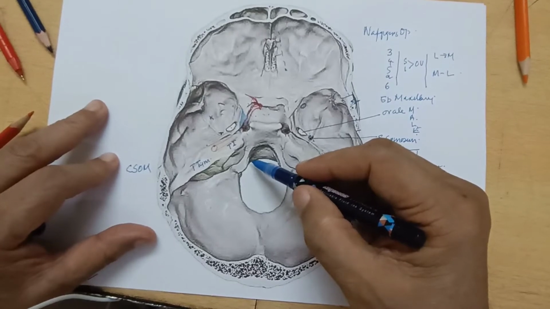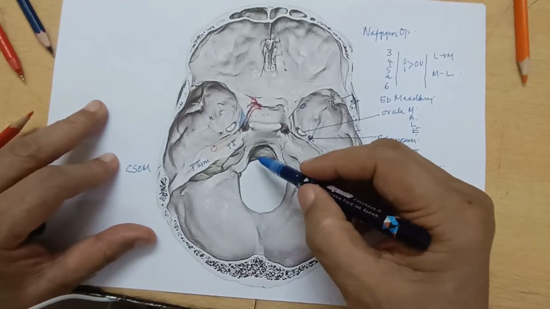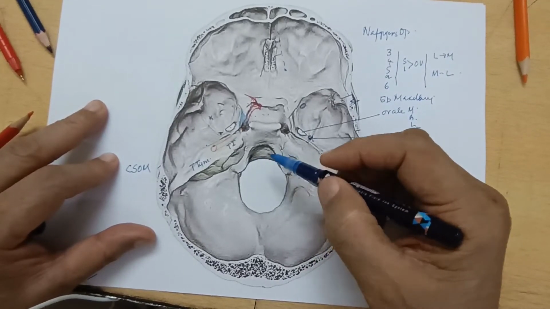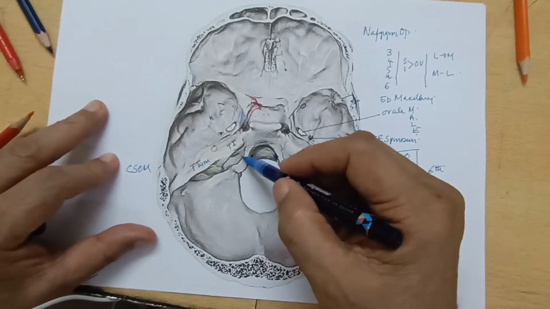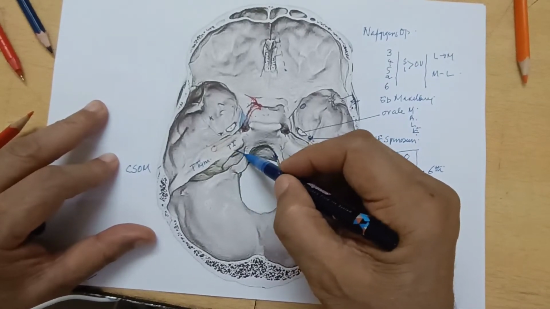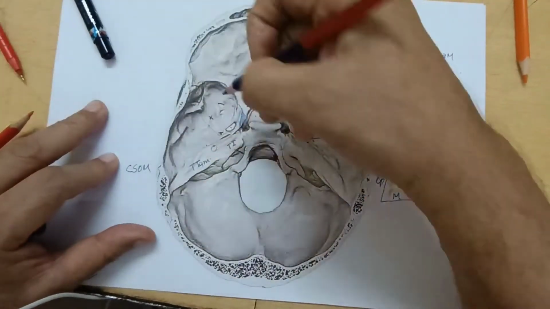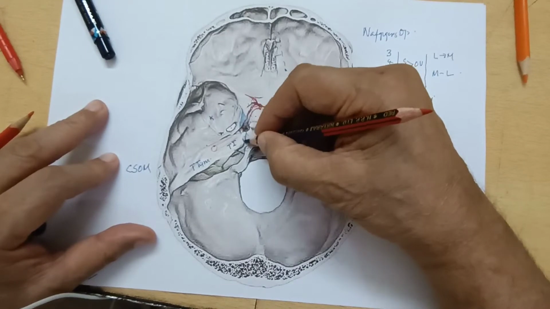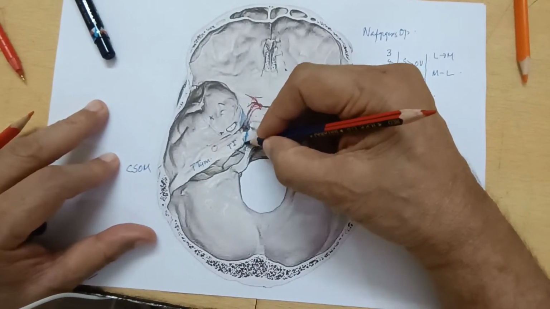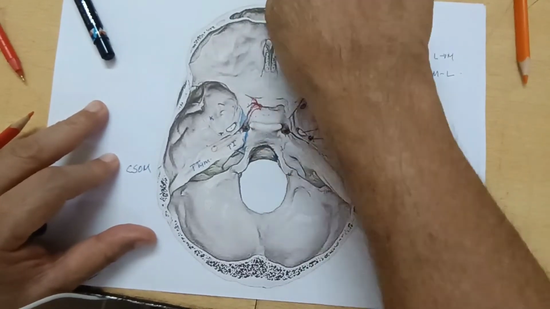On the side of the foramen magnum are the occipital condyles, which articulate with the atlas. Here you have the hypoglossal canal. Just lateral to it, you have the jugular foramen. The inferior petrosal sinus connecting the cavernous sinus to the anterior part of the internal jugular foramen lies here.